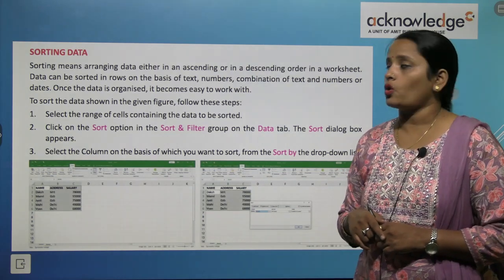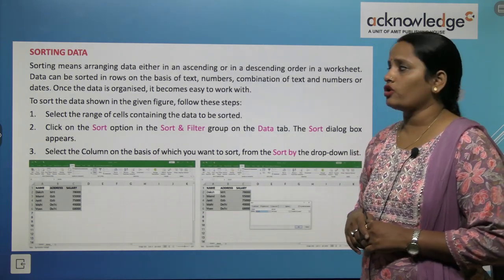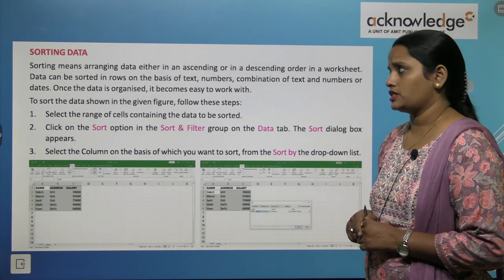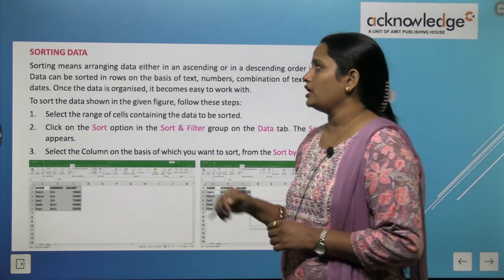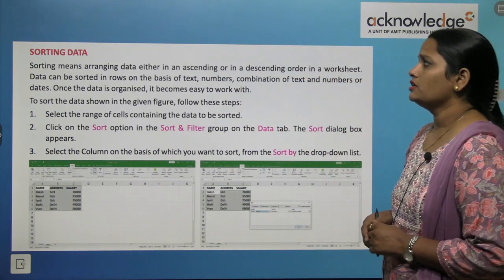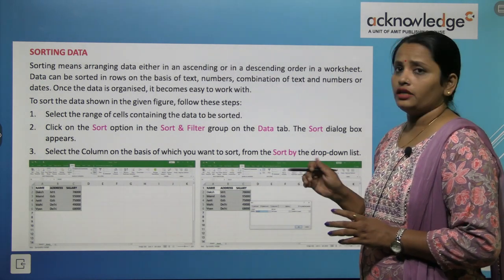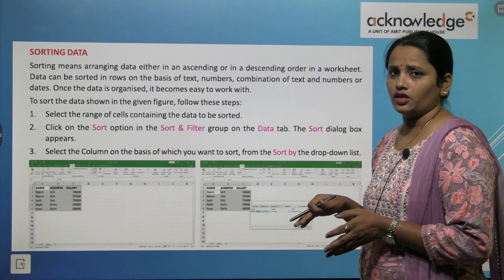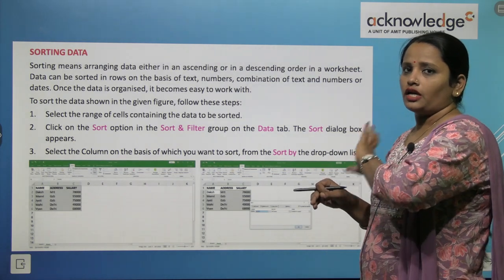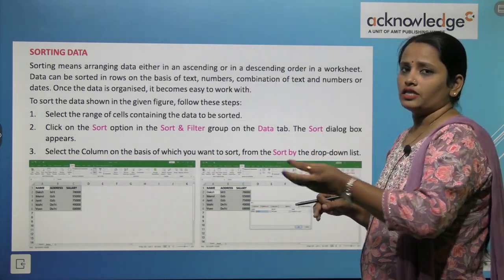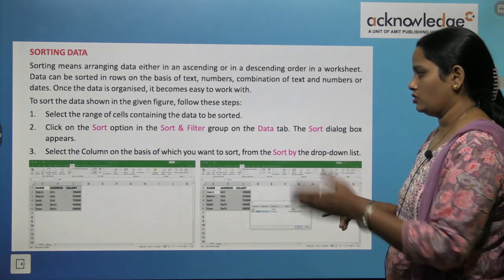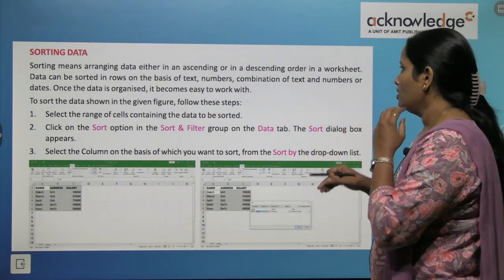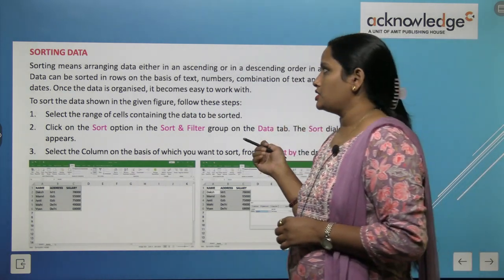Next comes sorting data. How can we sort data and what does it mean? Let's learn it. Sorting data means arranging data either in the ascending or the descending order. You already know what is ascending and descending order. Means converting data from smaller to bigger or from bigger to smaller, top to bottom. So as we do in ascending and descending order.